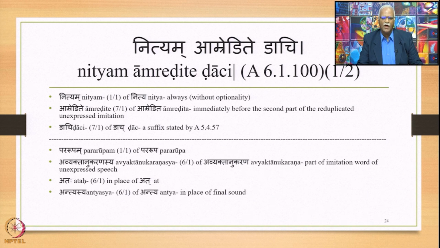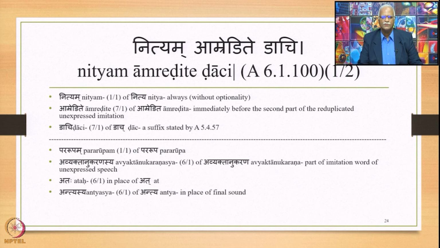Words continued are pararupam 1/1 of pararupa, avyaktanukaranasya 6/1 of avyaktanukarana, meaning part of imitation word of unexpressed speech. Atah is 6/1 of at, meaning in place of at. Antyasya is 6/1 of antya, that is in place of final sound.